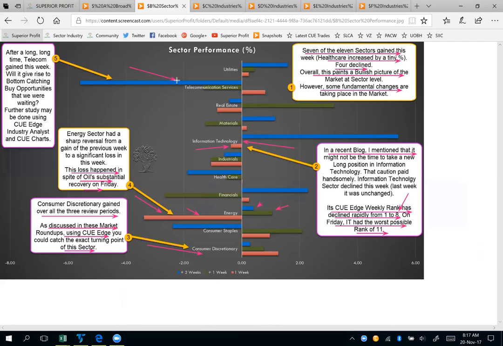Telecom is a sector that was languishing for a long, long time. It gained this week. Will it give rise to bottom catching buy opportunities? Further study may be done using QH industry analyst and Q charts. And you will probably find some good bottom catching buy opportunities at attractive valuation in this sector.